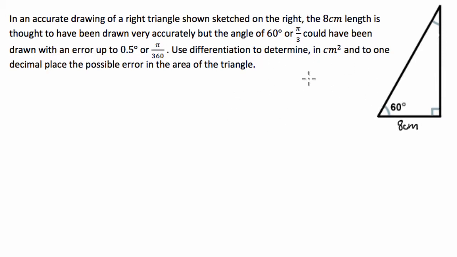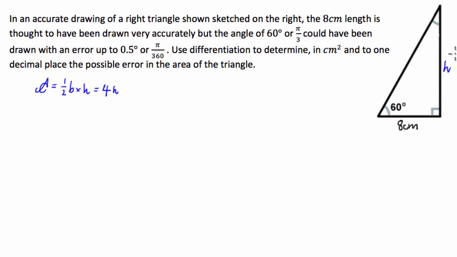Okay, so to start with, I'm going to label all of our sides. We've got this 8 centimetre side here. We're going to have the height of the triangle, which is here. Let's just write H for height. So we can then write the area of this triangle is equal to half base times height, which is equal to a half times 8, which is 4 times the height of the triangle.